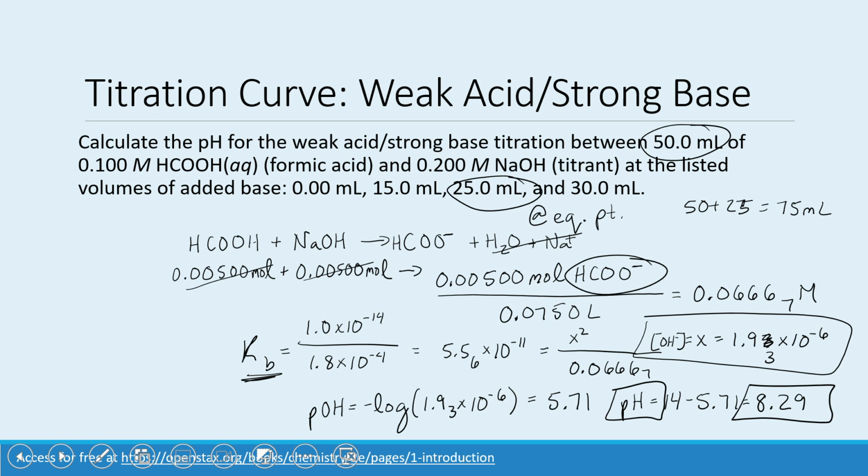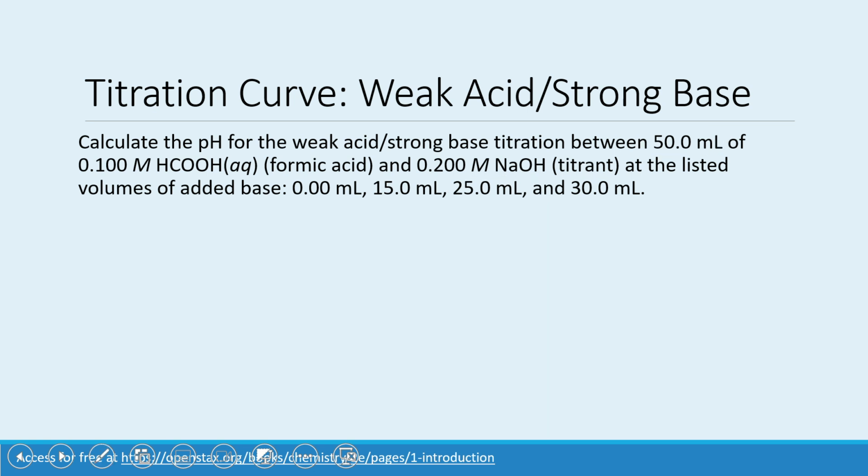Okay, and we've got one last example. Oh, we'll have to erase this. The last example is if we go past the equivalence point and we do 30 milliliters. So at this point, we've used up all of the sodium hydroxide, which was 25 milliliters, and so we have 5 milliliters of excess sodium hydroxide.